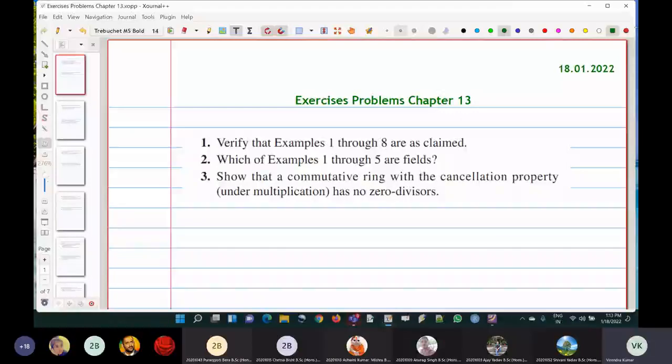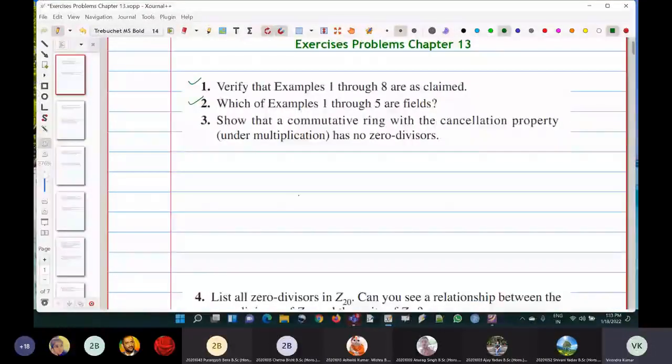Question number 1 says: verify the examples 1 through 8 as claimed. So there are examples claiming that a particular ring is an integral domain. So that you can do. I think during the class we have discussed them. And similarly, in question number 2, they are saying that you need to verify which of the examples from the chapter, examples 1 to 5, are fields. So these you can do. Of course, we have done it in the class itself.